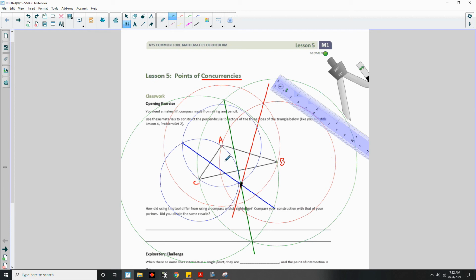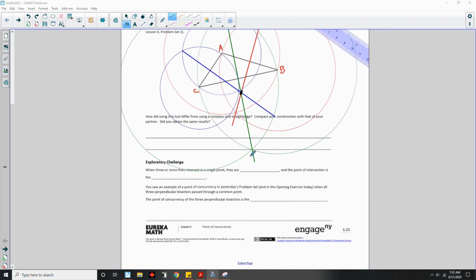So I'm not inside the circle, but that is the point of concurrency, so it's not an orthocenter in this case. All right, it is just a point of concurrency. Alrighty, so it says, how did using this tool differ from using a compass and a straightedge? Compare your construction with that of your partner. Did you obtain the same results? Okay, that's just an open-ended question. I can't answer that for you, but we're going to continue on to the exploratory challenge.